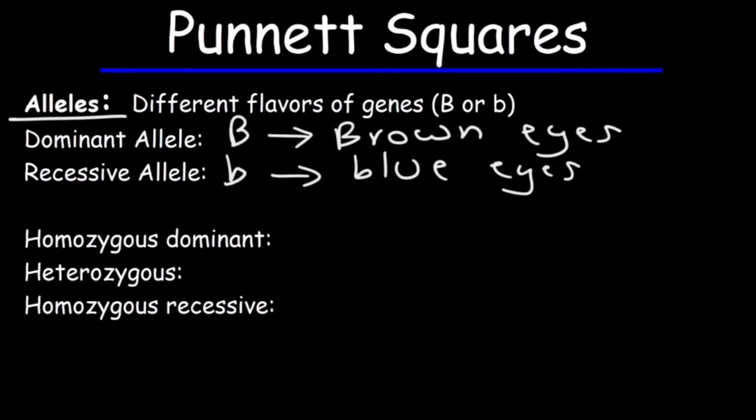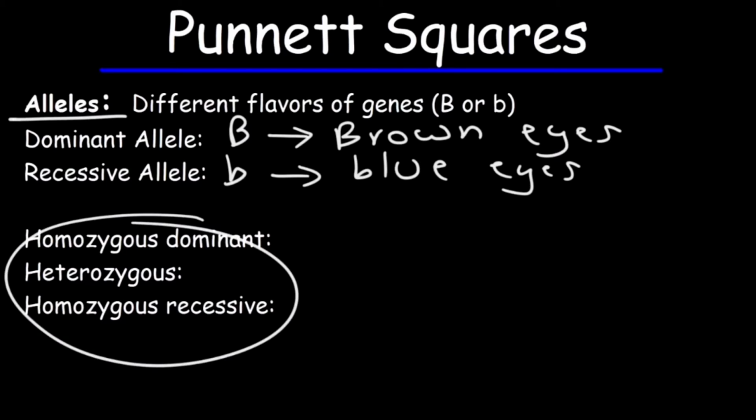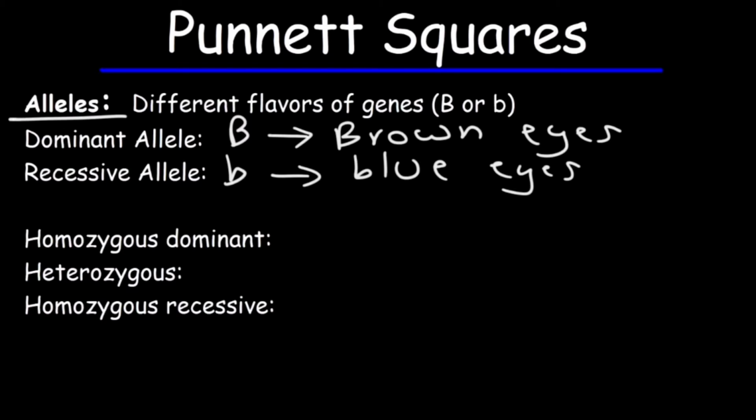Now, the traits can vary. It could be eye color, it could be hair, it could be if you're tall or short. It can vary. Now, you need to be familiar with these terms as well. The first one, homozygous dominant. So what does that mean? Well, think of the word homo. Homo means the same. So a person with a homozygous dominant trait would have two capital letters or two capital dominant alleles. In this case, B and B.